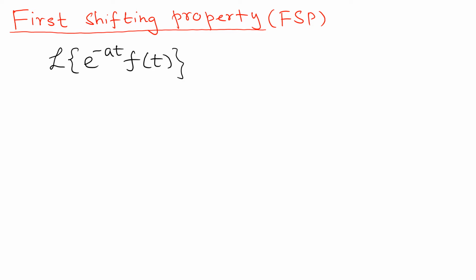Then you first find the Laplace transform of the original function, which is f(t), that means F(s). So what we're going to do is simply replace s by s plus a. Remember the opposite sign. So when you have a minus, we put plus. So this is what we call the first shifting property. Now let's see how we can use this idea in our problem.